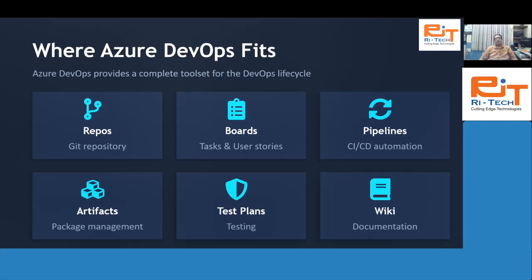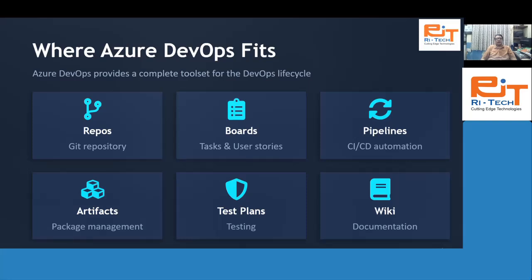So what is the tool set for the Azure DevOps lifecycle? Azure DevOps provides a complete toolset for the DevOps lifecycle, like Repos, the Git repository, Boards for tasks and user stories, and Pipelines for CI/CD automation. So DevOps provides you this complete tool set. In Repos, we can use the Git repository or any other version control system if you want to use. There are many.